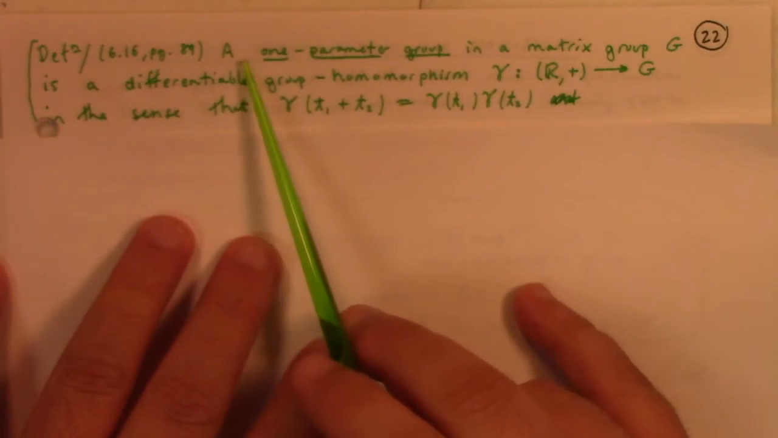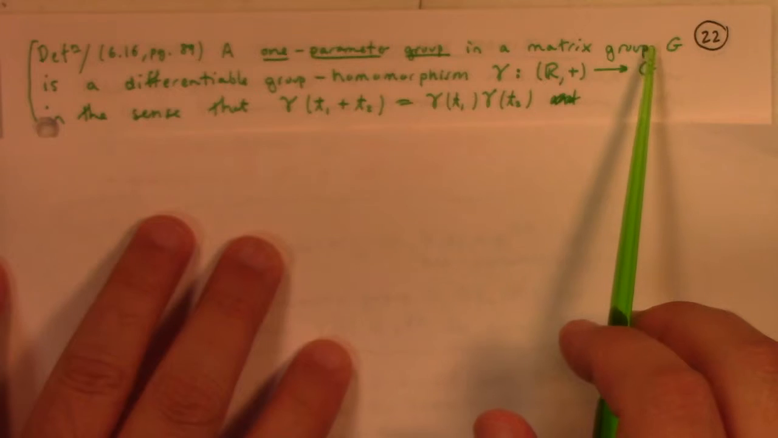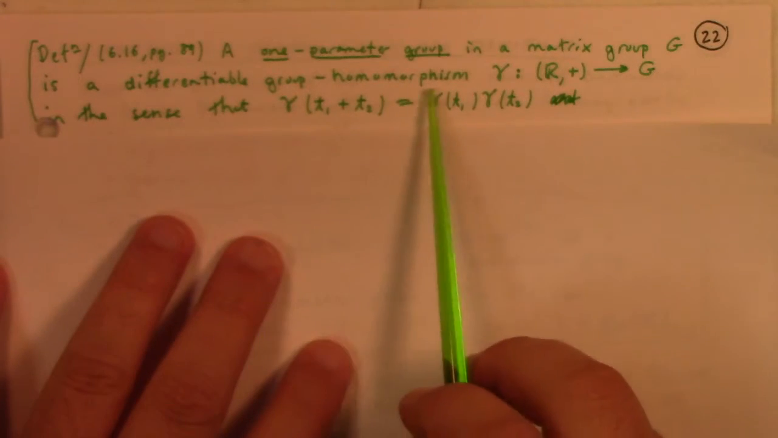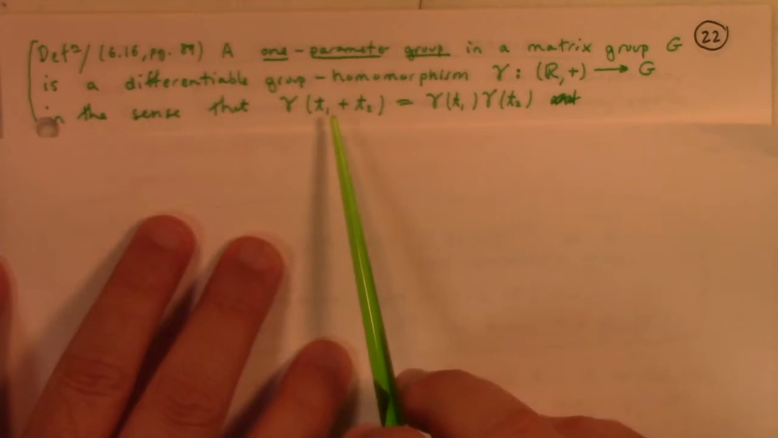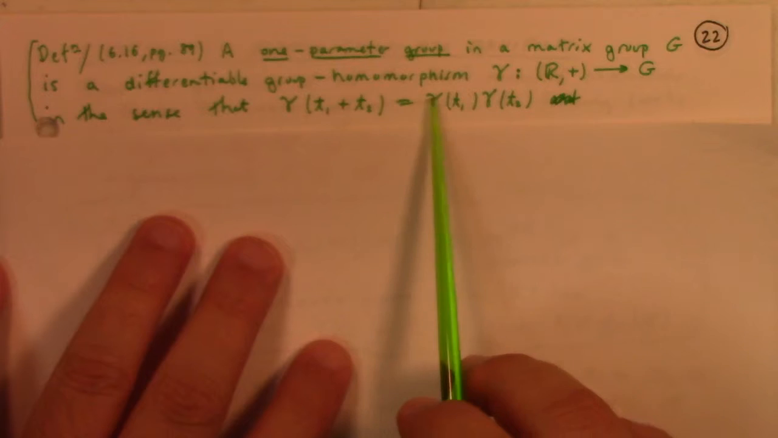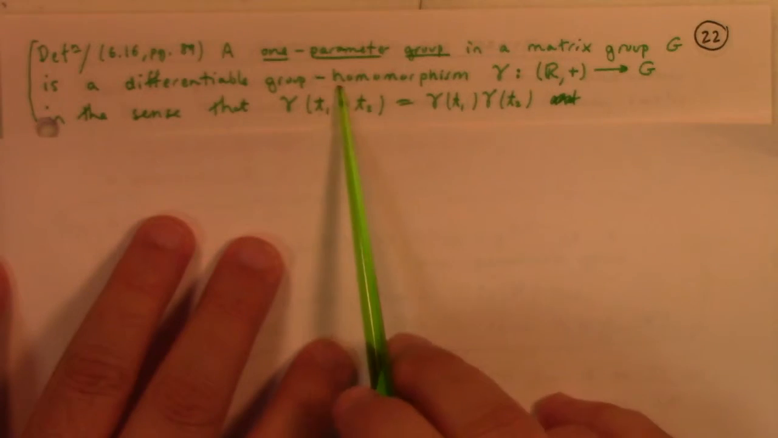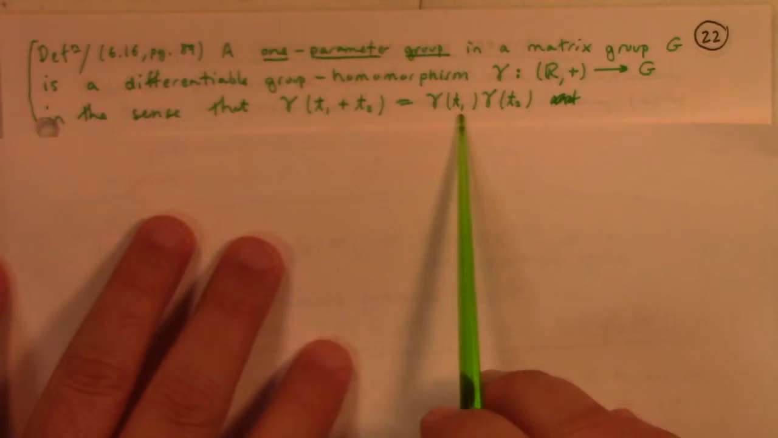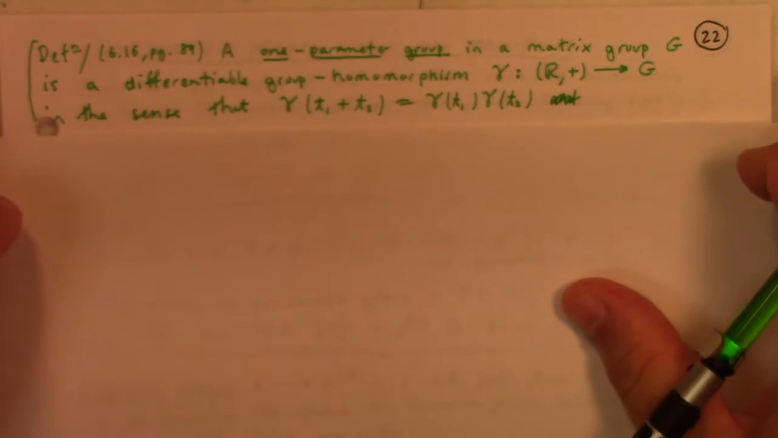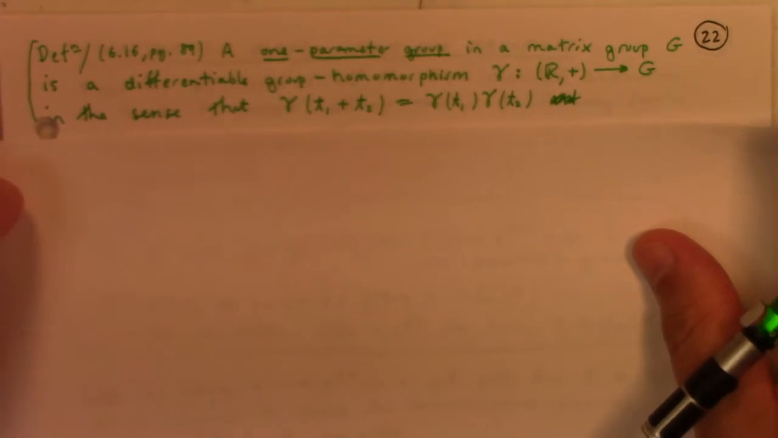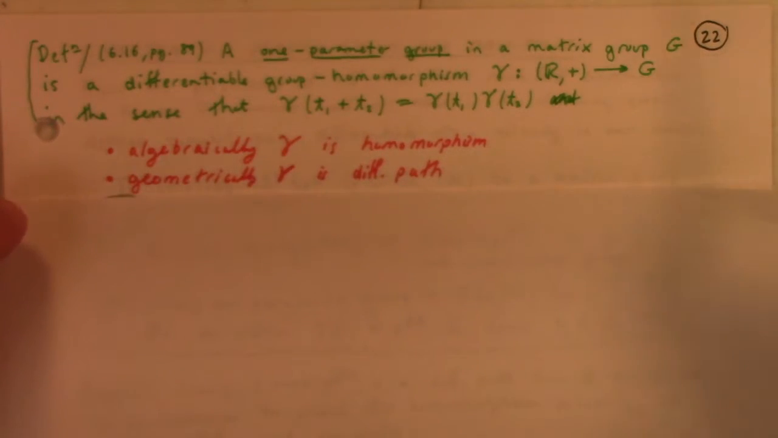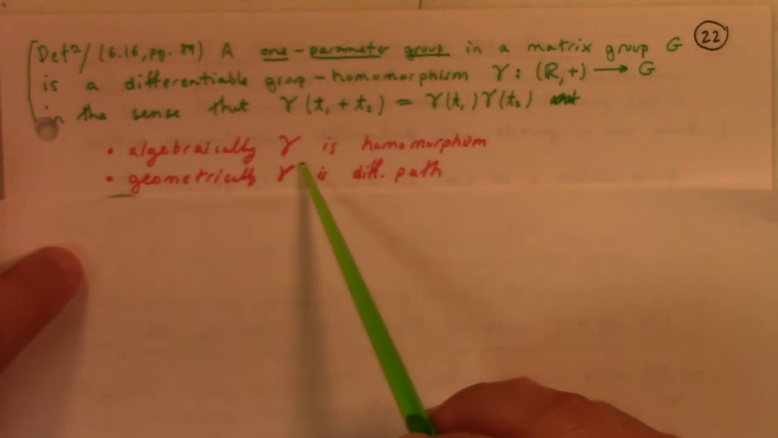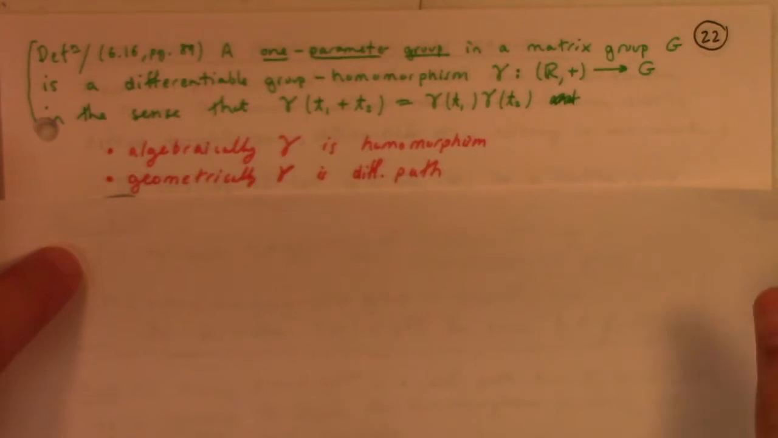So here's the definition. A one-parameter group is simply a differentiable group homomorphism from the positive reals to the Lie group. And what that means is simply that gamma of t1 plus t2 is equal to gamma of t1 times gamma of t2. So here we have addition in the reals, and here we have matrix multiplication inside the matrix Lie group. So thankfully, we were just talking about the matrix exponential, and that's going to give us these one-parameter groups. But just, again, to smell the roses here briefly, algebraically, gamma is a homomorphism. Geometrically, gamma is a differentiable path.